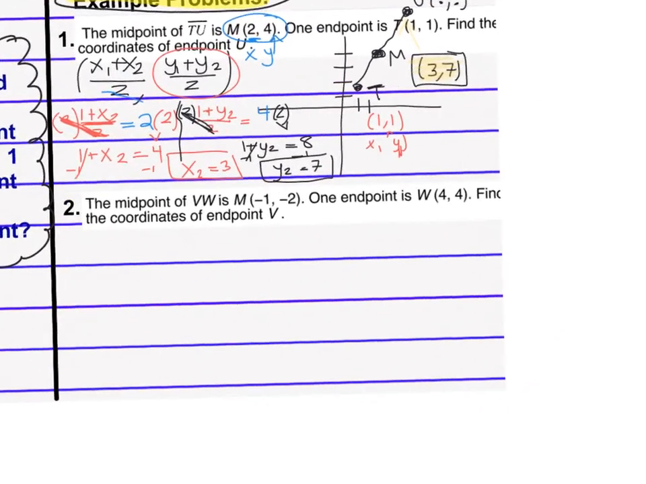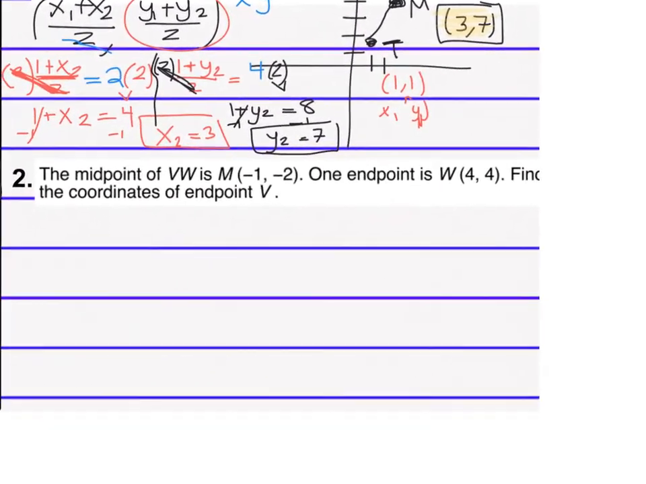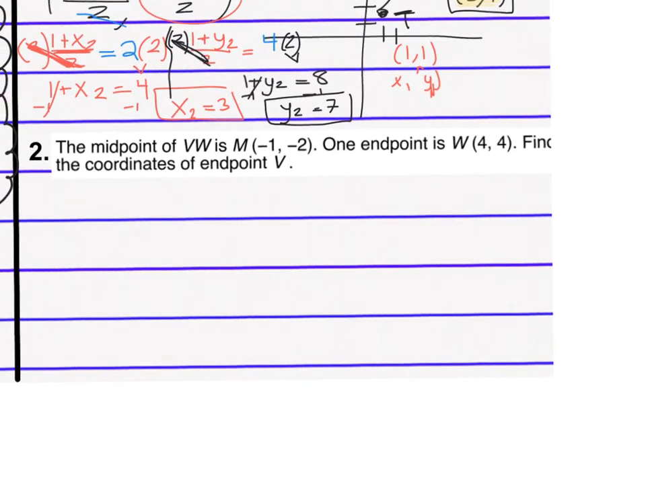Okay, I will zoom out. Number 2, we're going to be doing the same thing, so take a minute, write down your problem. The midpoint of VW is at (-1, -2). One endpoint is at (4, 4). Find the coordinates. So I would encourage you to pause this video and try number 2 on your own. That's what you should be doing. I will walk you through it.